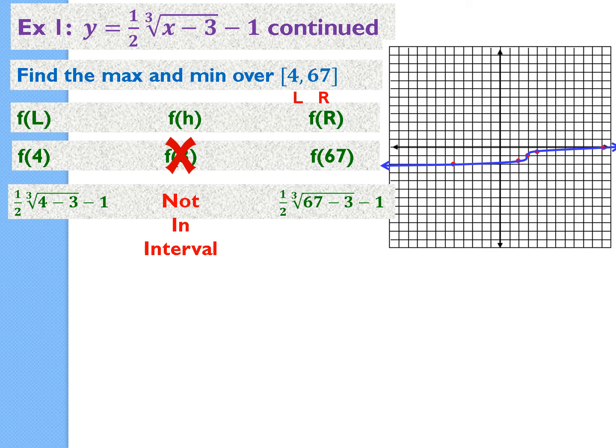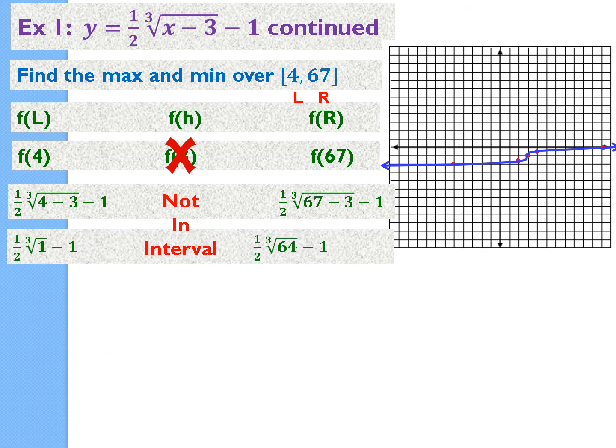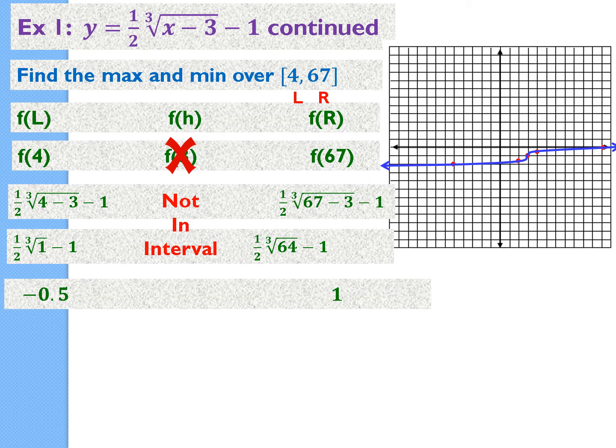4 minus 3 is 1. 67 minus 3 is 64. Cube root of 1 is 1. Cube root of 64 is 4. And so if you look up above, the cube root of 1 is 1. Half of 1 is 0.5. 0.5 minus 1 is negative 0.5. Cube root of 64 is 4. Half of 4 is 2. 2 minus 1 is 1.